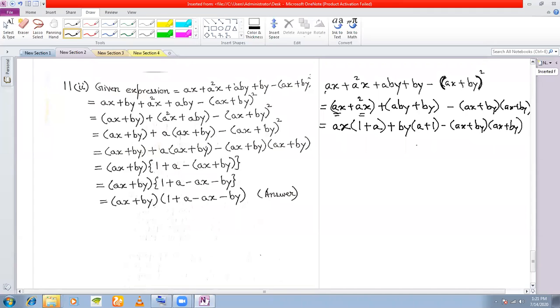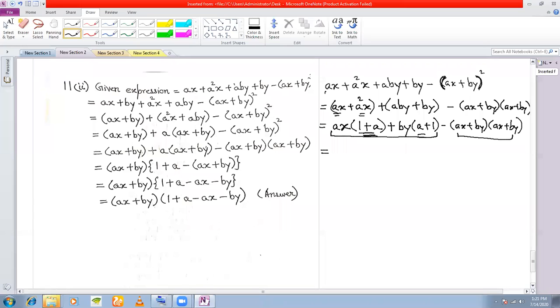Now see, are we getting any common factor? Are we getting any common factor throughout? We are not getting it throughout, but between these two we are getting, isn't it? We are getting 1 plus a here, and we are getting 1 plus a here, isn't it? So I keep this as it is. I don't do anything with this.